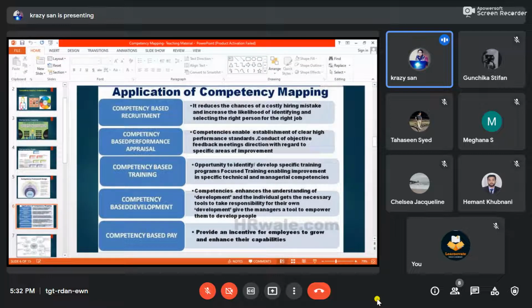Always have a clear, proper, straight and balanced standard for any organization, any employee or human resource, based on performance, not on a personal basis, not on favoritism or anything like that, but on performance. Even conduct objective feedback meetings, with directions regarding specific areas of improvement, because it's not that only employees need improvement.